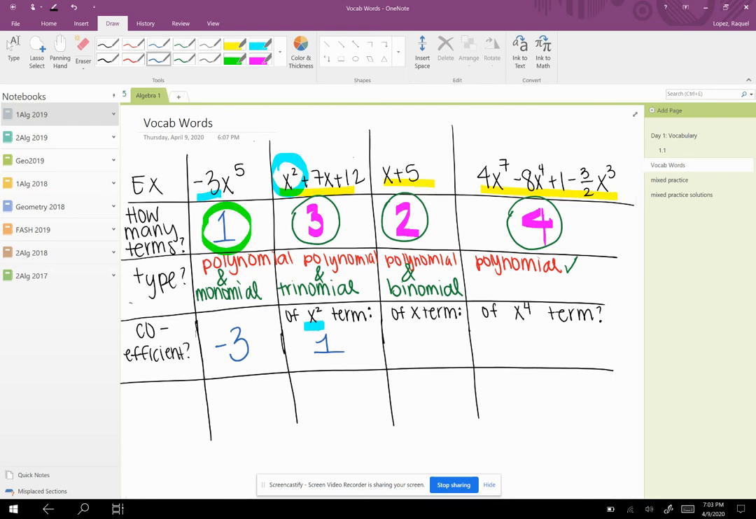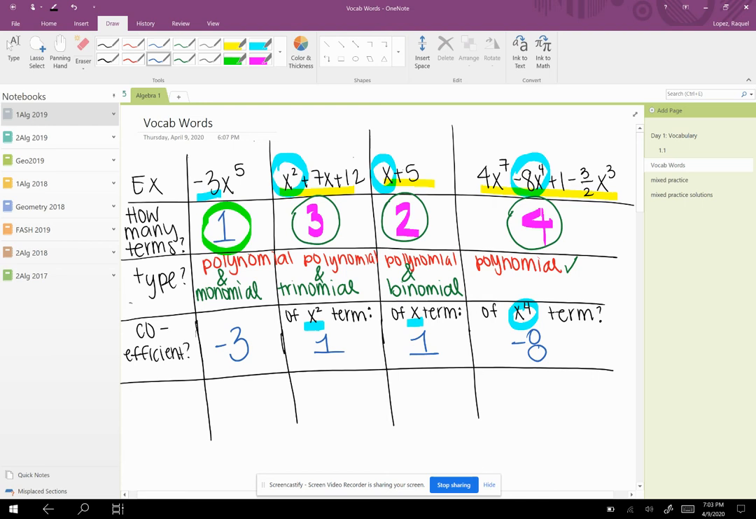Okay. For the next one, if I'm looking for the coefficient of the x term, that's x right here. Again, there's nothing in front of there. So the coefficient is 1. And then for the next one, the coefficient of the x to the 4th term, well, x to the 4th is right here. And the number in front is going to be negative 8.